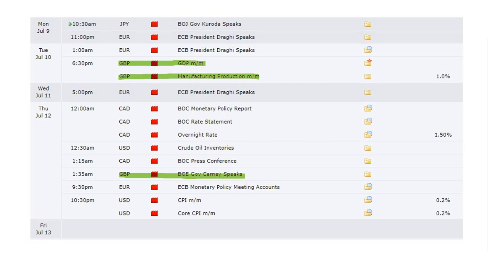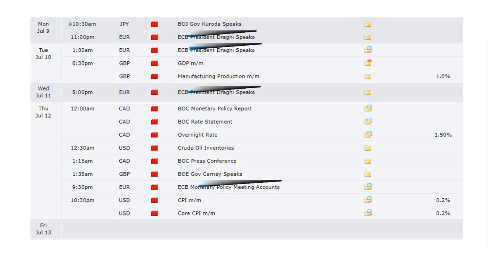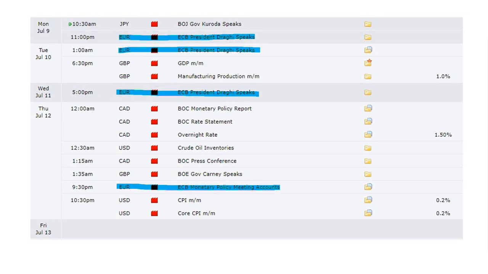From the UK, we have the GDP numbers and the manufacturing numbers on Tuesday, and Mr. Carney will be speaking as well on Thursday, early hours in the morning, our time, of course. From Europe, Mr. Draghi's speaking a few times at the start of the week, but the most important data coming out is on Thursday evening, and that's the monetary policy meeting accounts from the ECB.